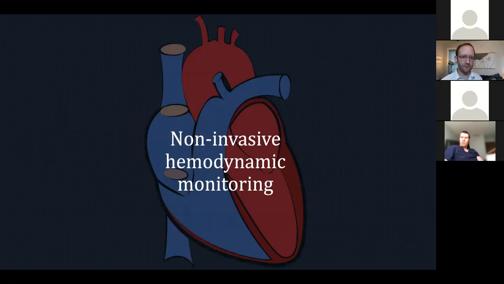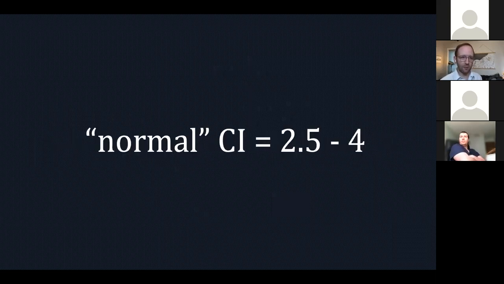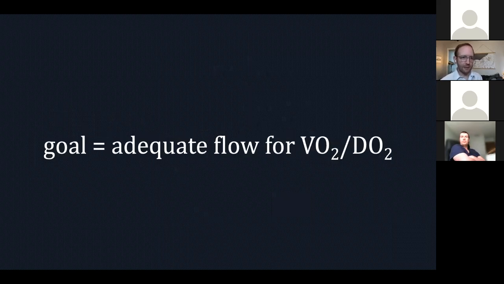And for that purpose, we'll turn our focus to non-invasive hemodynamic monitoring. So then we return to that question: what is adequate cardiac output? I don't know without assessing a patient first and seeing how the interventions that we try change parameters, and we'll talk about this some more. A normal index is probably somewhere between 2.5 and 4. But our goal in the end is really to have adequate flow so that our oxygen supply and demand are well matched.